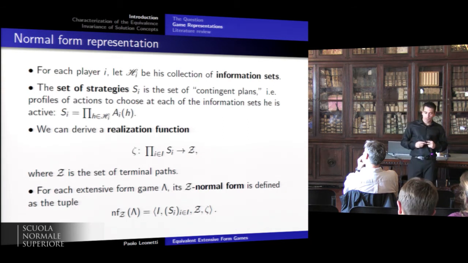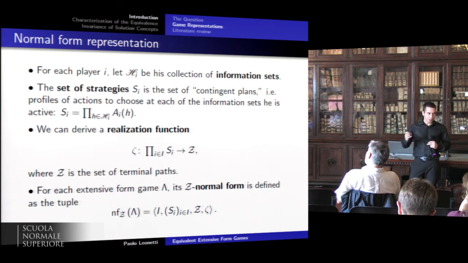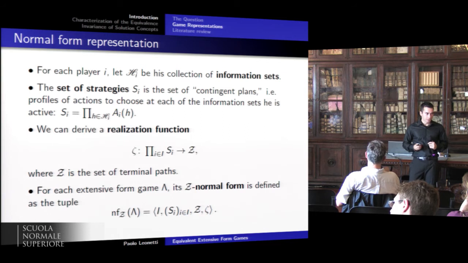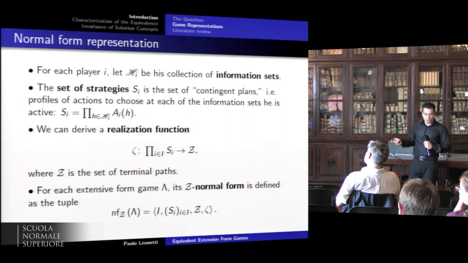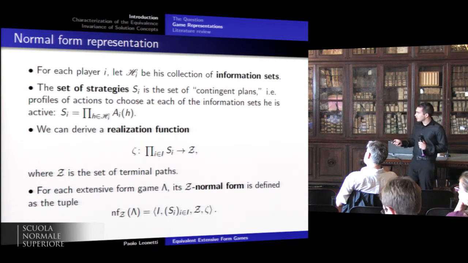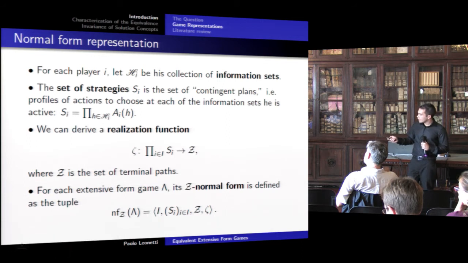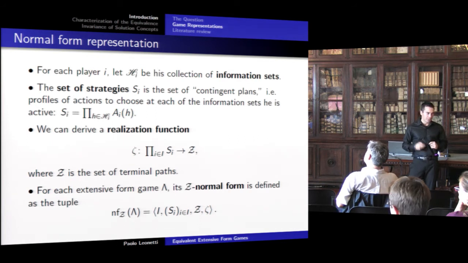If we think that each player fixes one strategy, then the path of the game from the root up to the end of the game is unique. It means that at each node, everyone knows exactly what to do. So even if the game is not finite, the path is uniquely determined. So there is a well-defined realization function that is a map from the set of strategy profiles of all players to the set of terminal paths. Here we say terminal paths because we are allowing not only for finite games, but also for infinite ones.